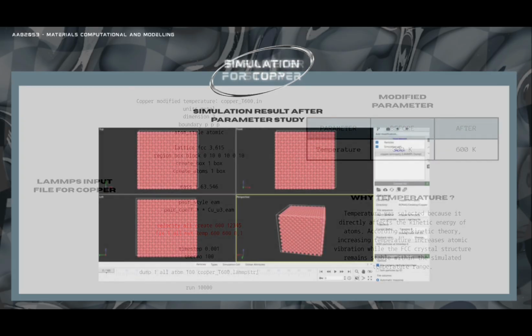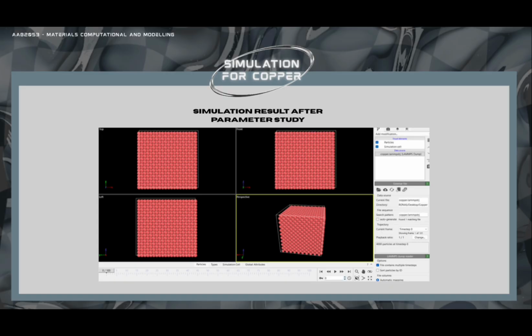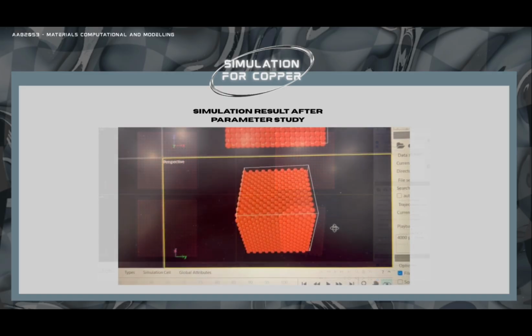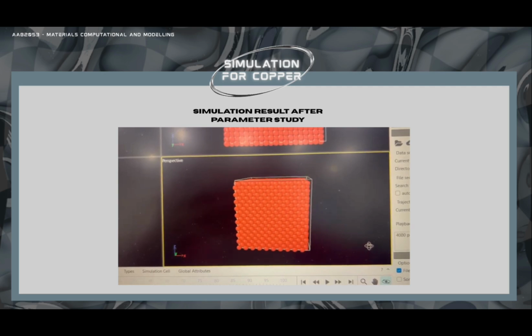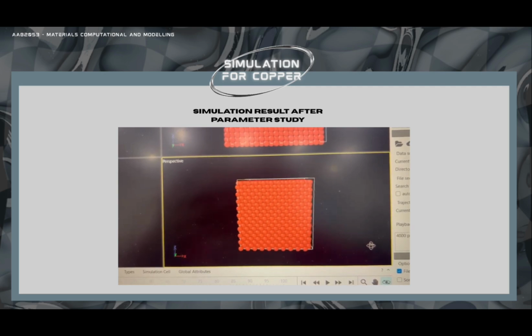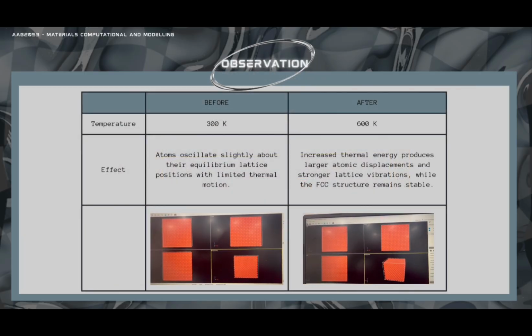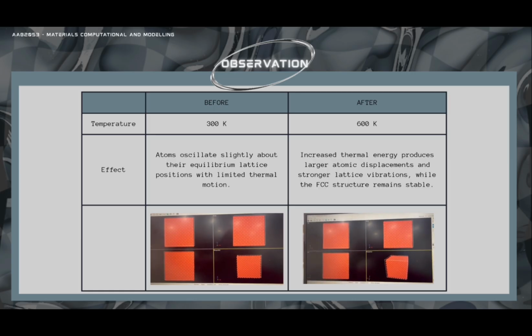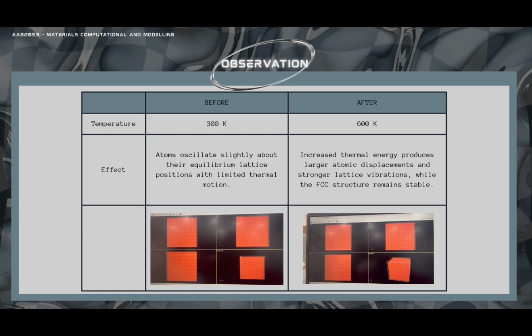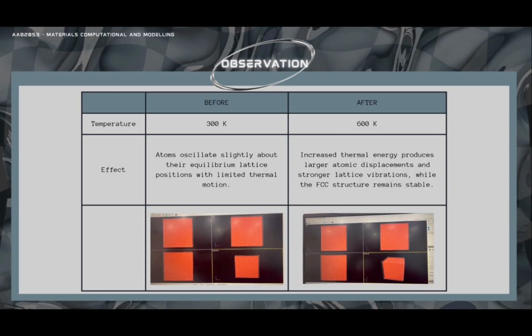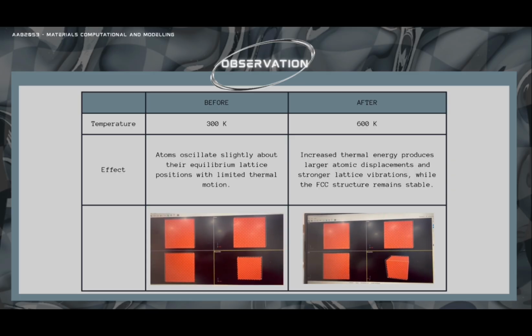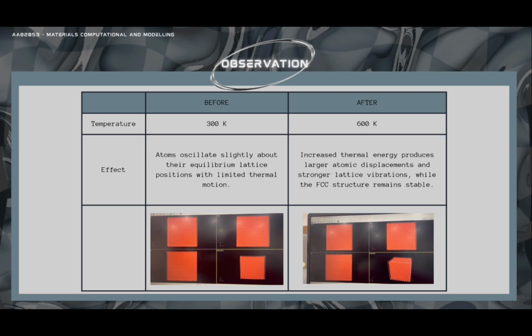These images show the copper simulation after increasing the temperature to 600 Kelvin. Compared to 300 Kelvin, the atoms show larger displacement and stronger vibrations. However, the atoms still maintain the FCC crystal structure because 600 Kelvin is still below the melting temperature of copper. At 300 Kelvin, the copper atoms oscillate slightly around their equilibrium positions. At 600 Kelvin, the atoms have higher kinetic energy, so their vibrations become stronger. Even though the atomic movement increases, the FCC structure remains stable.